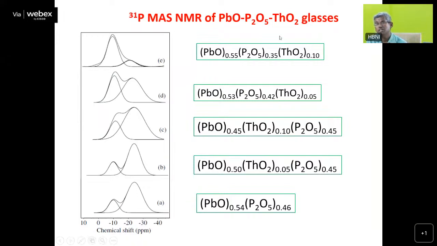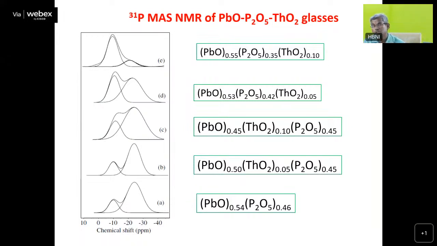So here we put a small amount of ThO2 in these glasses to see whether it is acting as a modifier or former. What we observed is that it forms the network up to some concentration, and after that the phosphorus NMR remains more or less the same. For example, for these two samples, A and B, there is no change in the phosphorus NMR. Whereas beyond that, there is a change. The Q1 structural unit is increasing, indicating that the network is getting modified.